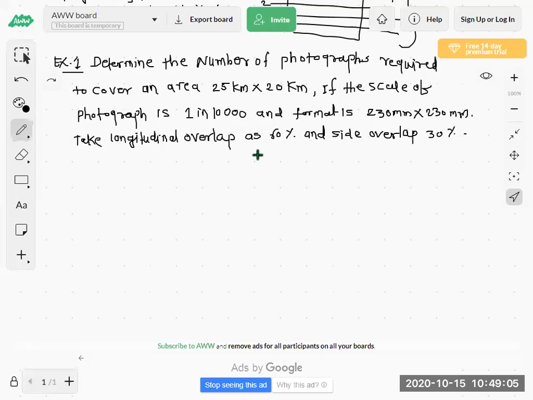So what is the size, how many number of photographs. But we are working on actual field. Scale we have to decide, photograph size we have to decide, longitudinal overlap we have to decide, side overlap we have to decide if we are working in our central government.